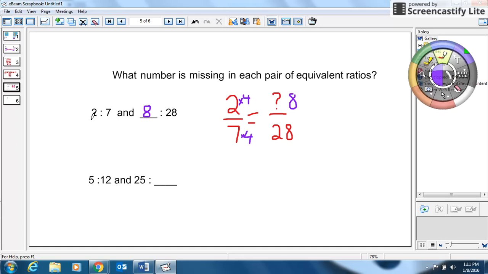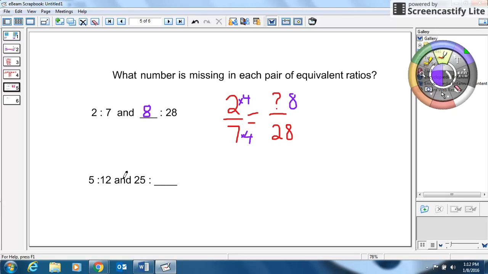Think about it this way. If you had 2 pizzas and they were sharing 7 pieces of pepperoni, that would be equal to 8 pizzas sharing 28 pieces of pepperoni. Okay, well, let's try another one here. Pause the video, see if you can answer this one right here, and then I'll show you how I got my answer afterwards.